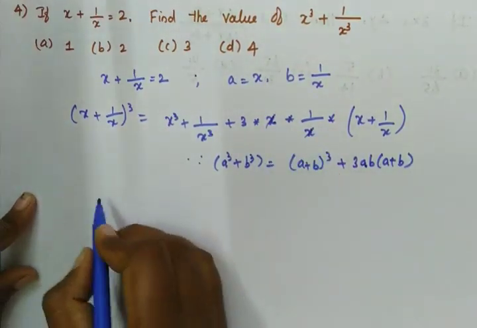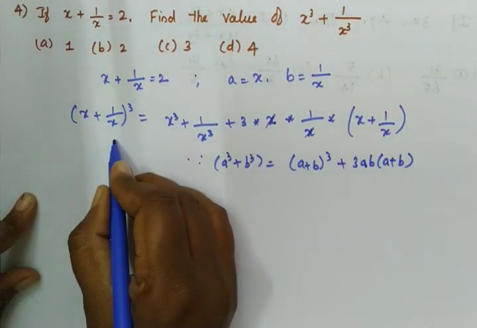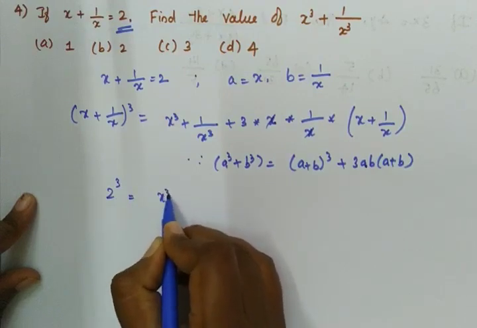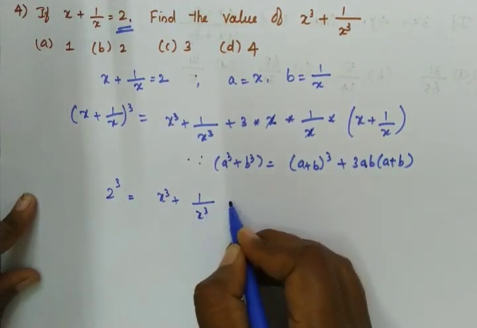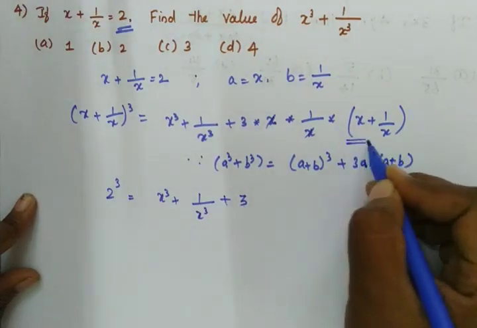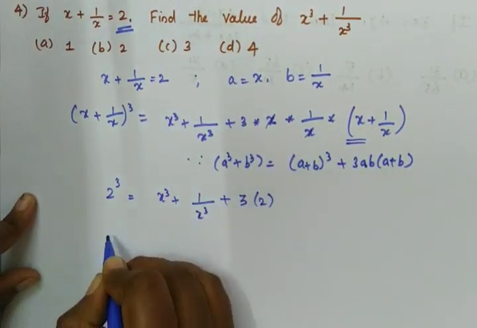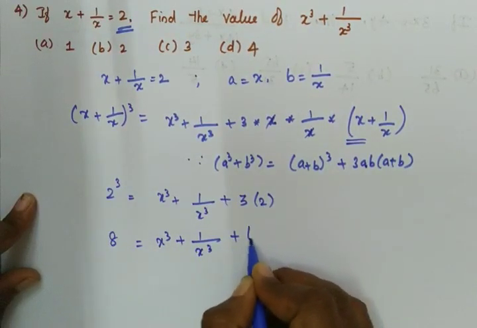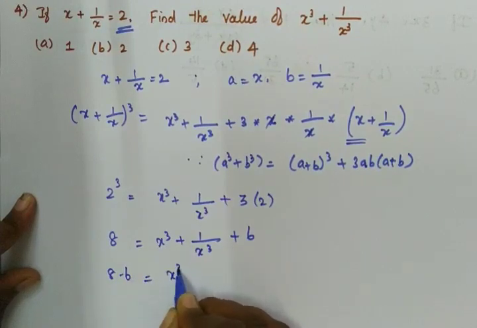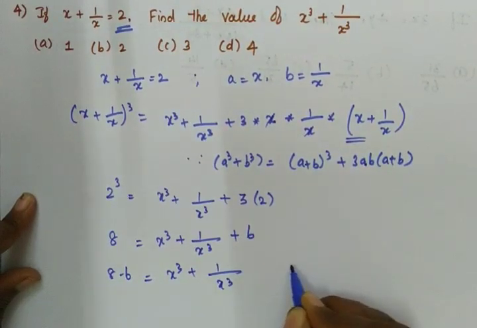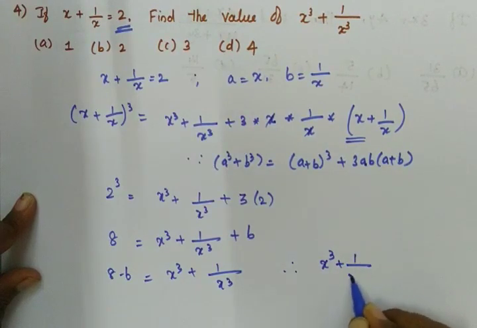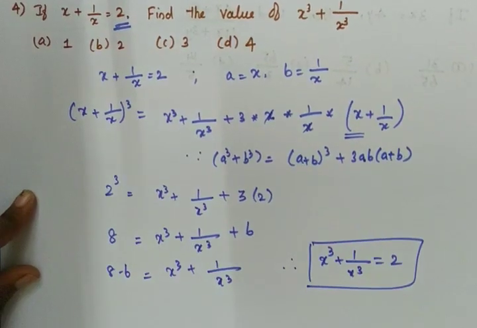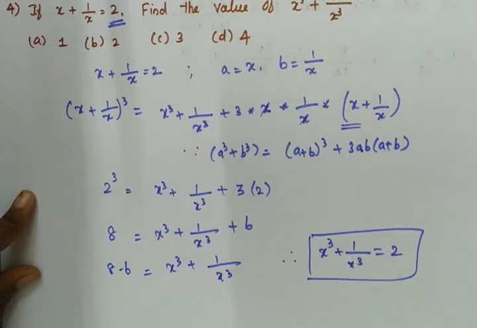So this x and x will get cancelled. Therefore we have x plus 1 by x. The value of x plus 1 by x is 2. So 2 cube is equal to x cube plus 1 by x cube plus 3 into, again the value for x plus 1 by x is 2. Therefore 2 2s are 4, 2 4s are 8, is equal to x cube plus 1 by x cube plus 3 2s are 6. So 8 minus 6 is equal to x cube plus 1 by x cube. Therefore x cube plus 1 by x cube is equal to 2. This is the answer for this question. Now let us move on to the next question.